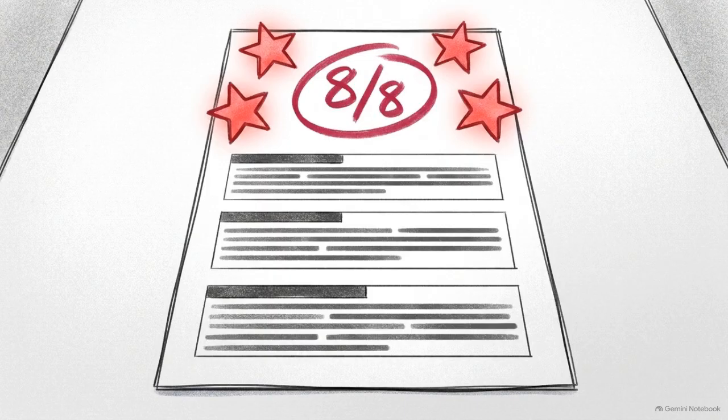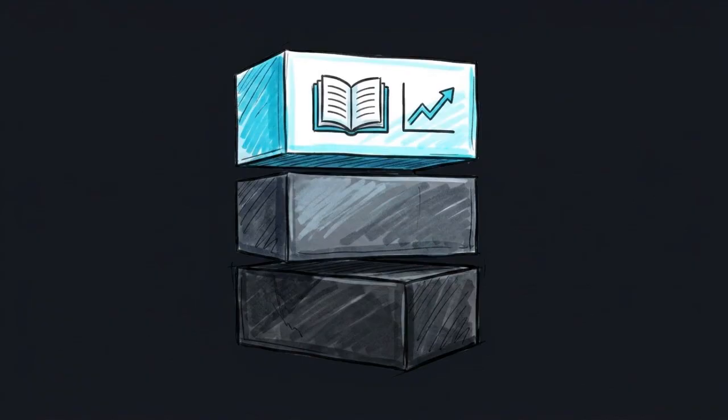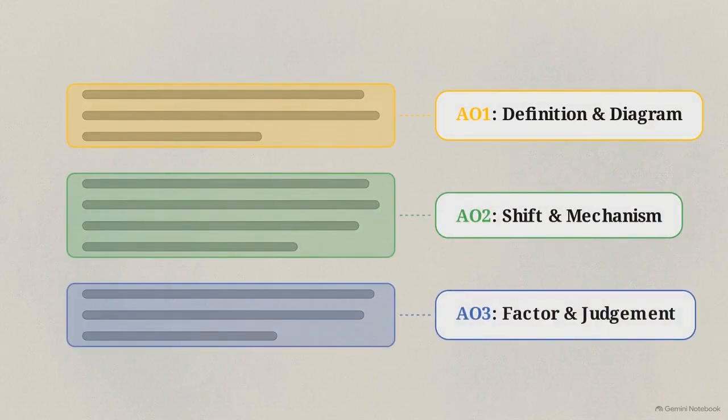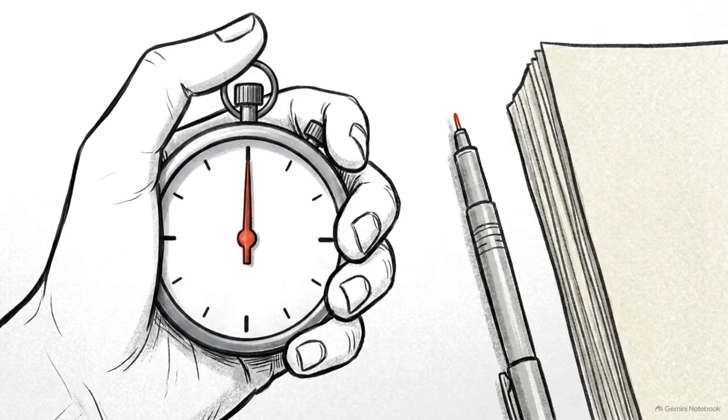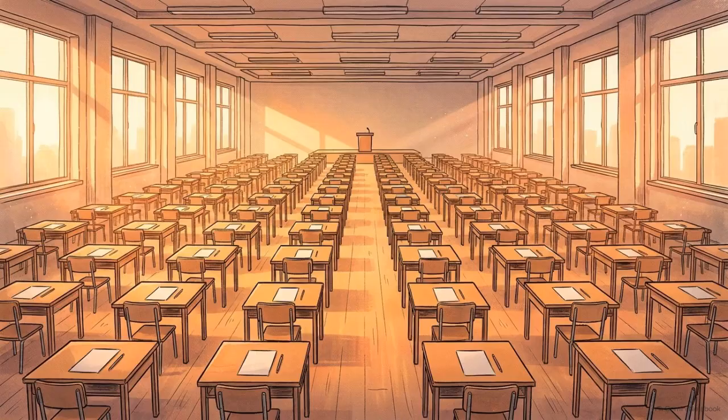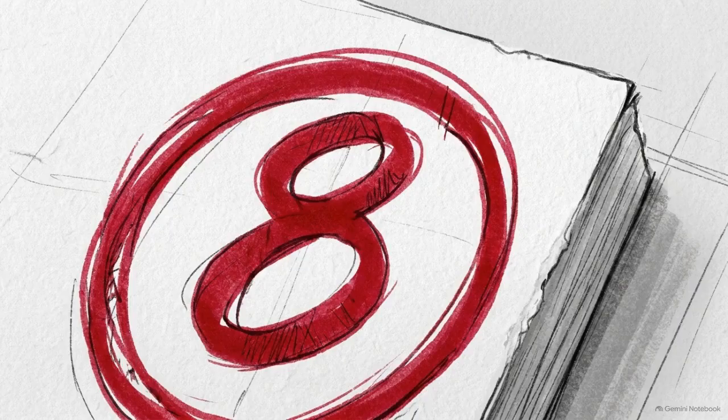This graphic is your complete mental checklist. Block 1 is your definition and diagram. Block 2 is your shift diagram and explained mechanism. Block 3 is your named factor and final judgment. If you can point to the specific sentence in your answer that fulfills each of these 3 jobs, your structure is correct. Pull up a past paper question right now, set a timer for 12 minutes, and apply this exact blueprint to your answer. Memorizing this structural scaffolding removes the ambiguity of the exam. You build the framework, insert the facts, and collect a perfect 8 out of 8.